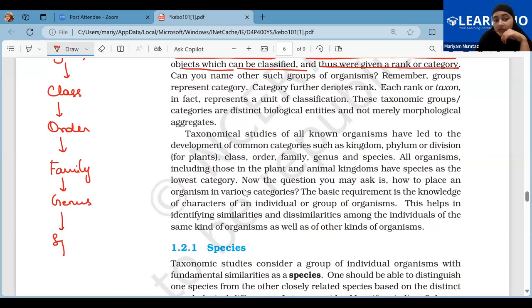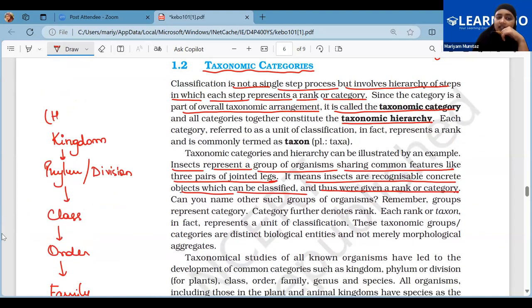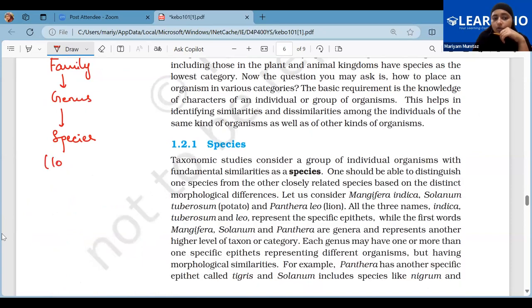Now see, when we name organisms, we just take the lower two categories, isn't it? We do not refer to the kingdom or anything. Now, always remember that the kingdom is the highest category or the highest taxa, and the species is the lowest taxa.